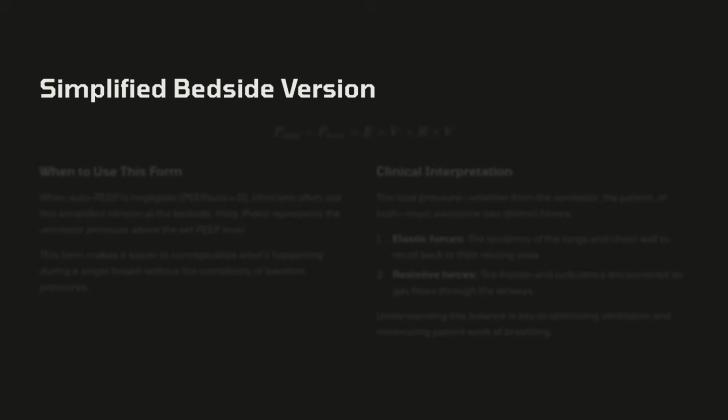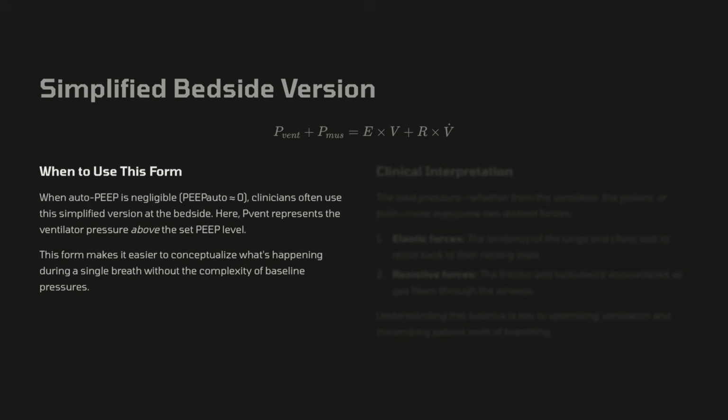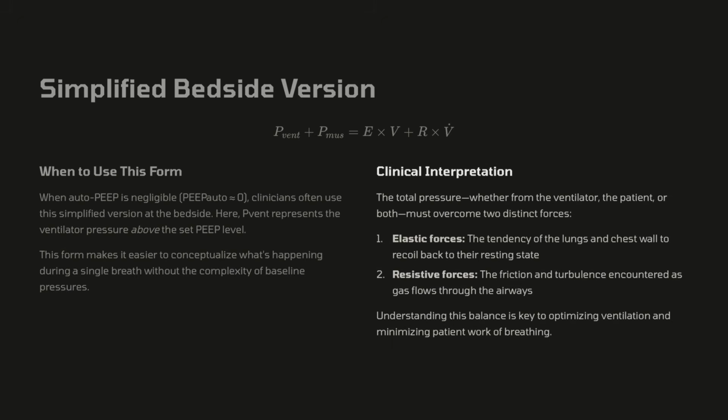So there is a simplified formula for the bedside, which is apart from the PEEP. We use this when we know that the auto PEEP is negligible. Clinicians often use this, and here the P vent represents the ventilator pressure above the set PEEP. This form makes it easier to conceptualize exactly what we are doing during a single breath without the complexity of the baseline pressures, because it answers most of your questions. So knowing the PEEP and the auto PEEP is not really relevant unless there is a significant auto PEEP present.